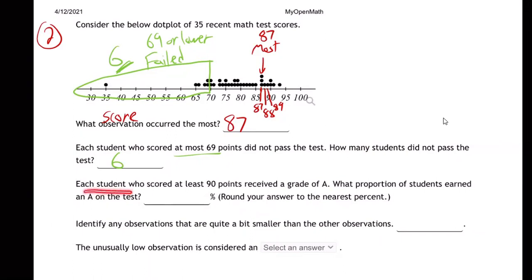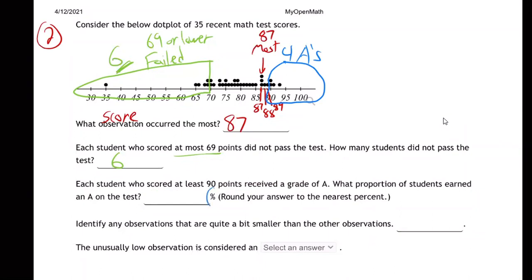Next question. Each student that got at least 90 got an A. What proportion got an A? Well, we can find that too. We come in here and we say, okay, how many got 90 or better? Well, here's 90 or better. Those are all the people that got A's. How many? Looks like 1, 2, 3, 4. 4 A's, 4 dots, got 90 or better.